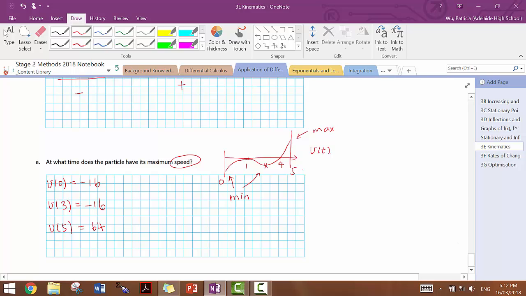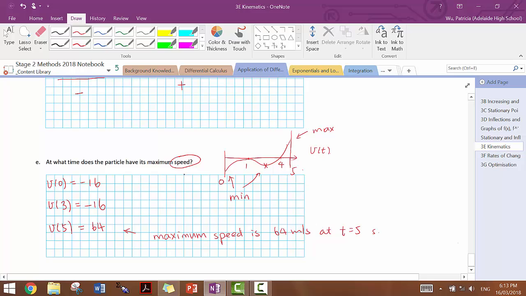Now, by looking at the magnitude of these numbers, you can see this one has got the highest magnitude, 64, while these ones at t equals 0 and t equals 3, the speed is 16 meters per second. So that is to see the maximum speed is 64 meters per second at t equals 5 seconds.